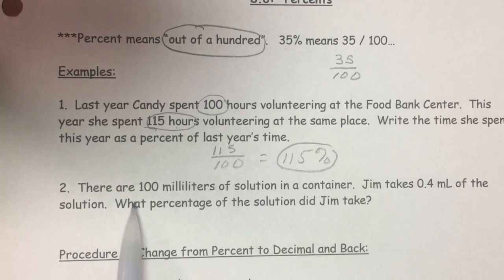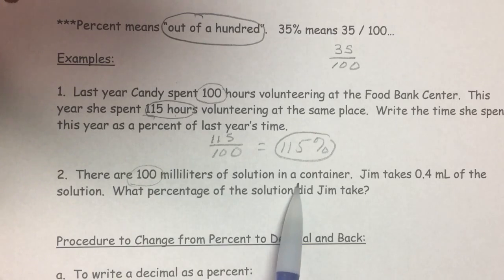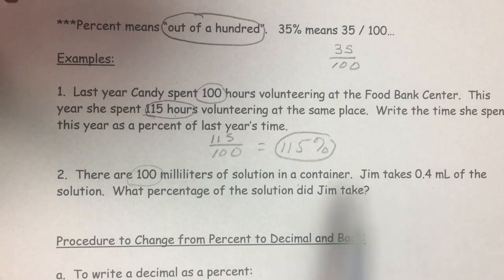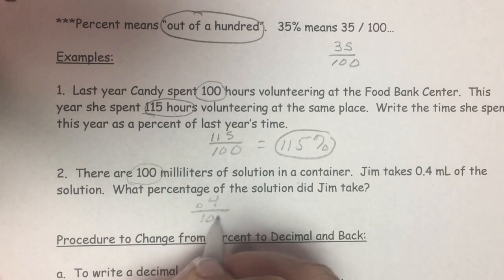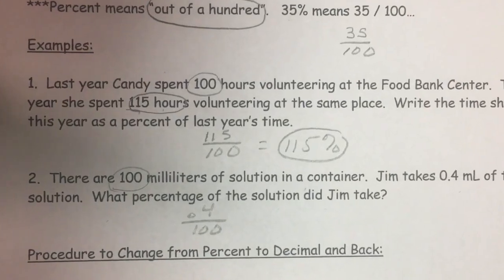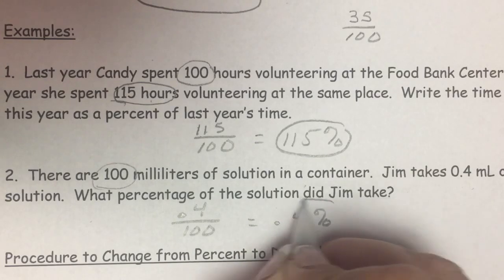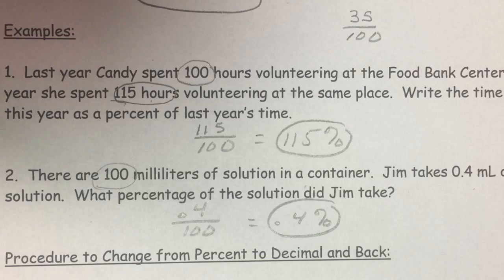Look at number 2. And again, please don't overthink this. There are 100 milliliters of solution in a container. Jim takes 0.4 milliliters out of the solution. What percent of the solution did Jim take? Well, he took 0.4 milliliters out of the 100. And again, because percent just means a number out of 100, all that means is he took 0.4%. So again, that's just letting you know that a percent is a number out of 100.